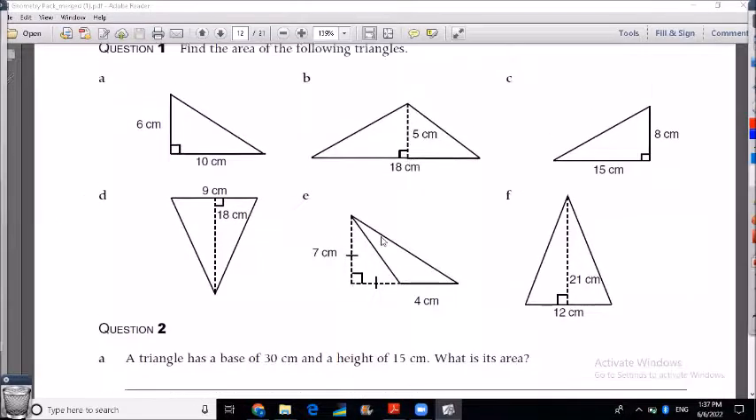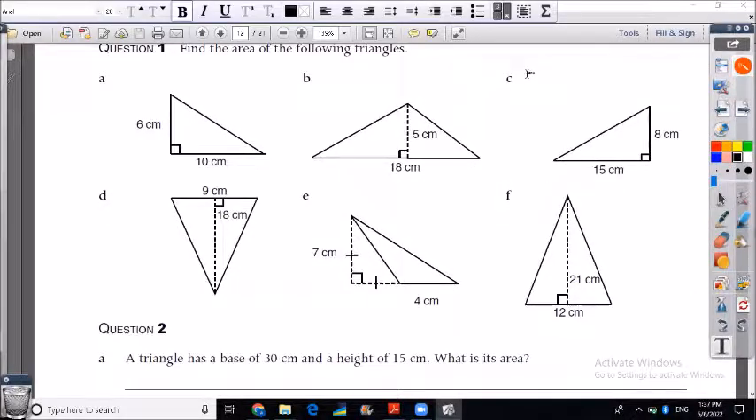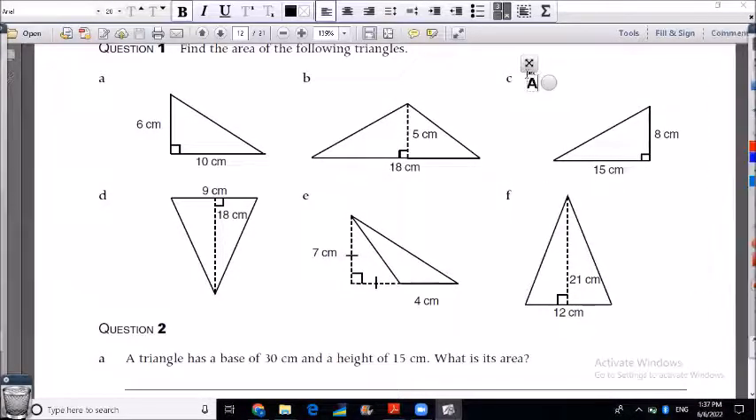All right, now this page here, page 11. It is the area of a triangle. How can we find the area of a triangle? A equals half BH, or BH divided by 2. I'm going to write half this way because I'm using the keyboard. What is B? It's the base. What's H? It's the height. You multiply them by each other and then divide by 2, which gives you the area of the triangle.